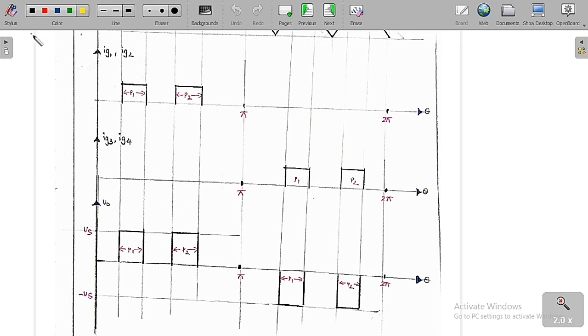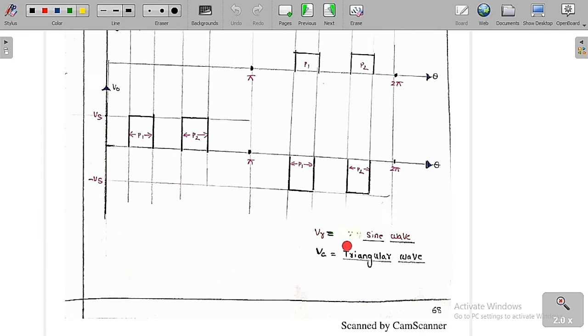So already I have told you this simple concept here. VR is called the reference signal. We are going to use a sine wave in this sinusoidal pulse width modulation, whereas VC is called the carrier signal. Here we are going to use the triangular waveform in the sinusoidal pulse width modulation.